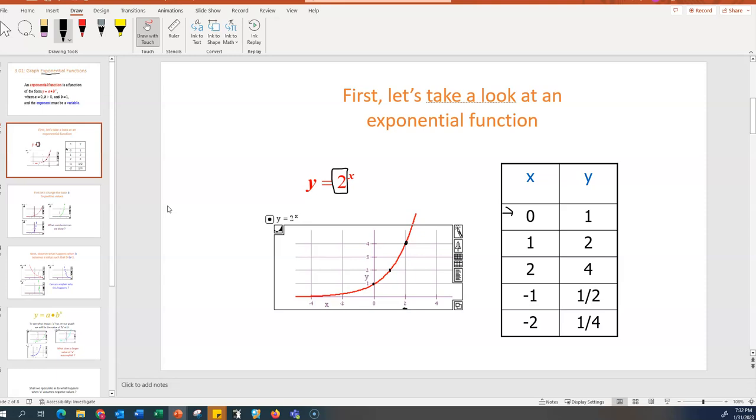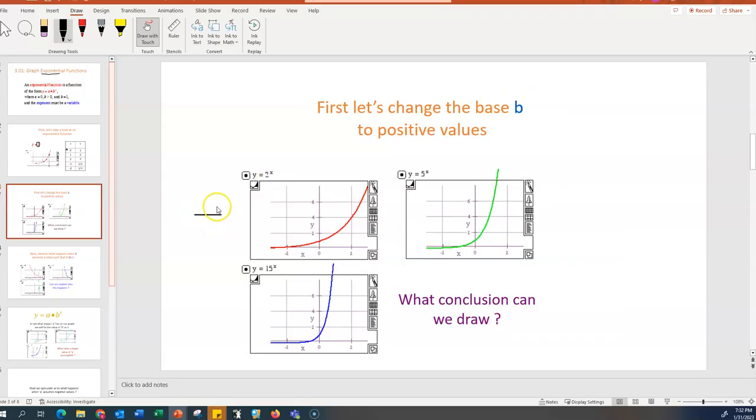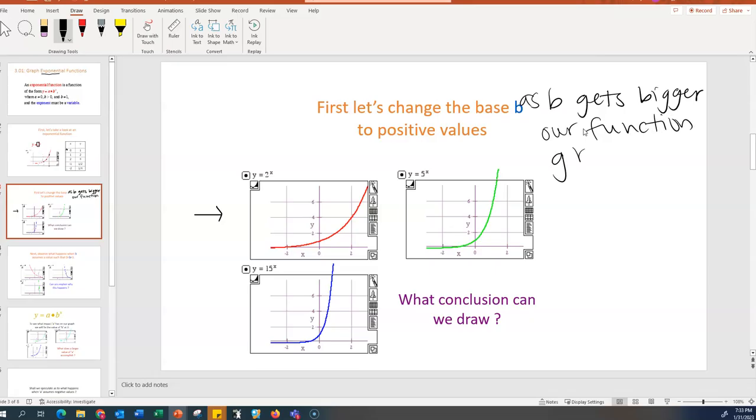So let's take a look at what happens if our base is not 2. What if we change the base? So this was our original function. If we change the base for b, as b gets bigger, our exponential function, as you can see, when it's 5 to the x, it's a little bit more steep. It's going to climb faster, and then 15 to the x, it really hooks up into a straight line. So as b gets bigger, our function grows more rapidly, or you can say grows faster.